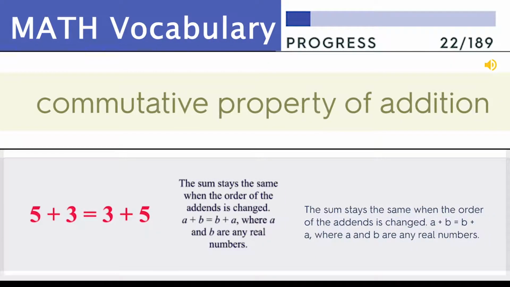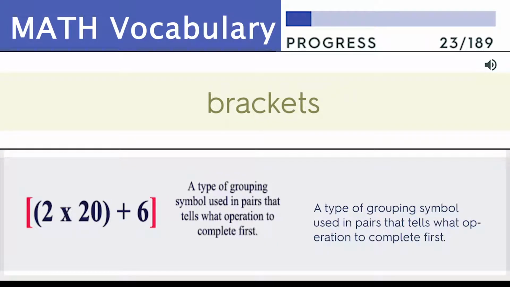Commutative property of addition. The sum stays the same when the order of the addends is changed. a + b equals b + a, where a and b are any real numbers. Brackets. A type of grouping symbol used in pairs that tells what operation to complete first.